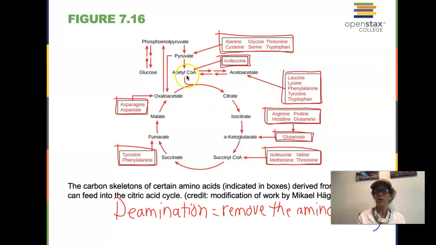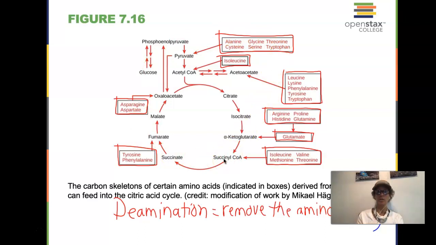Isoleucine can be converted directly to acetyl-CoA. Several amino acids go to acetoacetate that goes to acetyl-CoA. Some here get converted to alpha-ketoglutarate, to succinyl-CoA, etc. So all 20 of our amino acids can in some way feed somewhere into the overall cellular respiration.